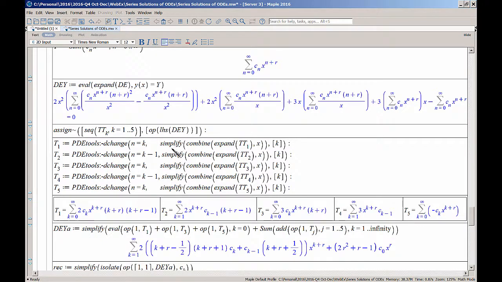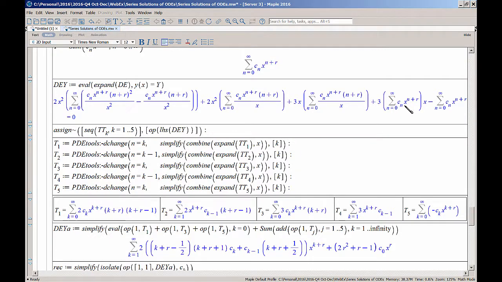Okay? And then this sum is n plus x to the n plus r. And all I need to do is change n to k. And that's what this command does. PDEtools dchange. It can be used for changing variables in a differential equation, in a sum, etc. This one goes to n plus r plus 1. So I need n to become k minus 1 after I do the crunching. This one, the x's will cancel, so this is an n plus r, so n only becomes k.